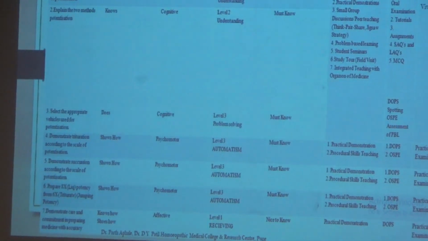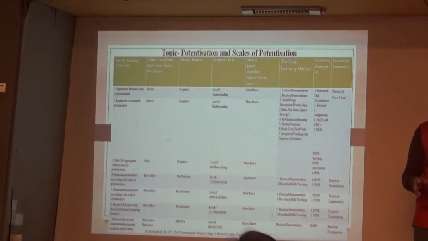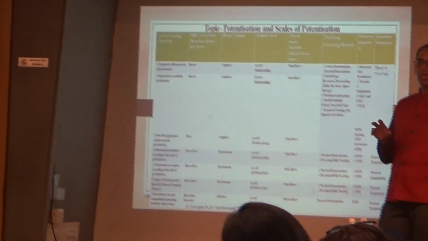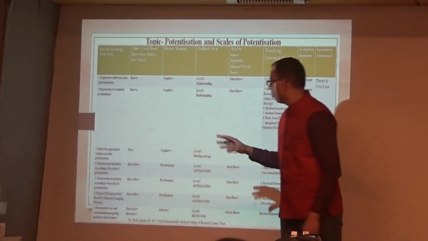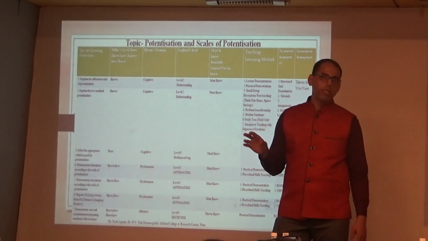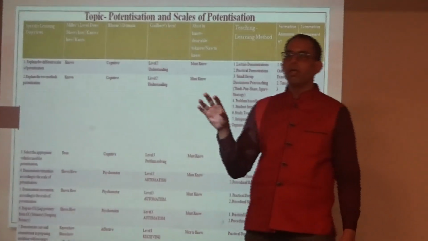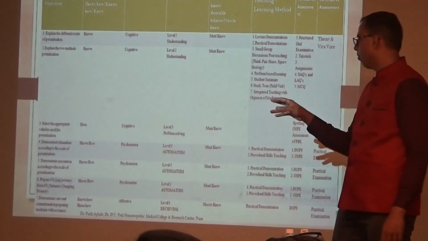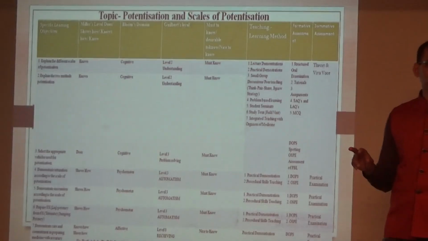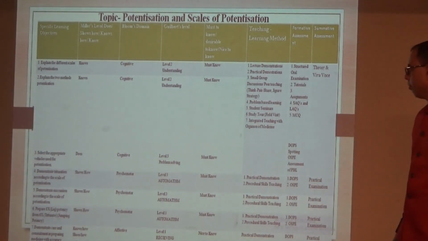Next is demonstrate trituration according to the scale of potentization. Now it comes to the psychomotor domain. Now he is going to demonstrate how trituration is to be done. He is going to do the trituration. Therefore, he is going to show, it comes under shows how, it falls under psychomotor. At the end, he has to have full automatism as to how trituration is done. Therefore, the level is automatism, and it is again a must know in the practical examination.